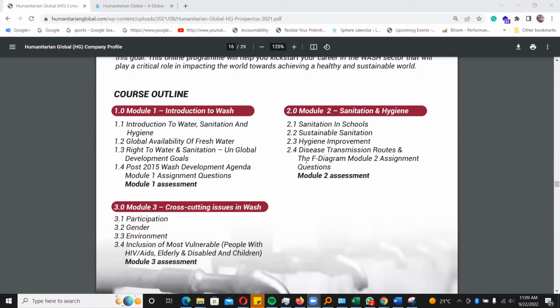Then we have the third and final module, which is very much in line with what we are discussing today. Here you get to know more about cross-cutting issues in WASH and some of the emerging trends. We talk about participation, we look into aspects of gender, and we talk about environment. Based on what we are talking about today, we have an entire unit on inclusion of the most vulnerable members of society. Here we focus on people with HIV and AIDS, the elderly and the disabled, and also children. So this is a short course.